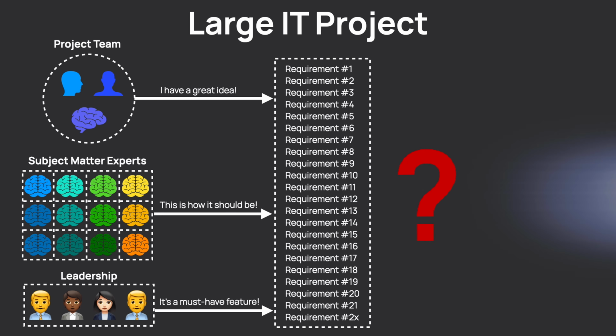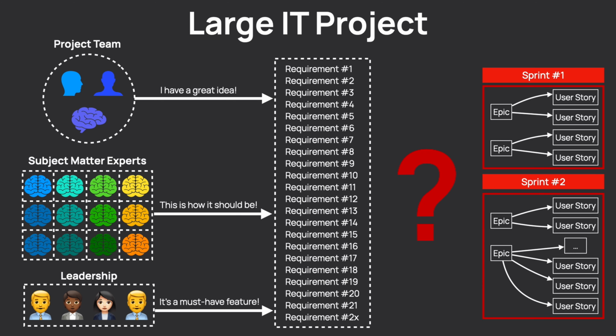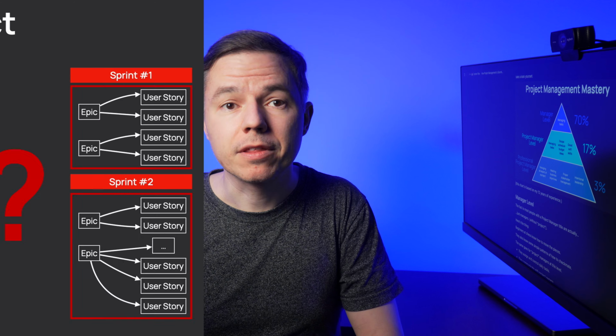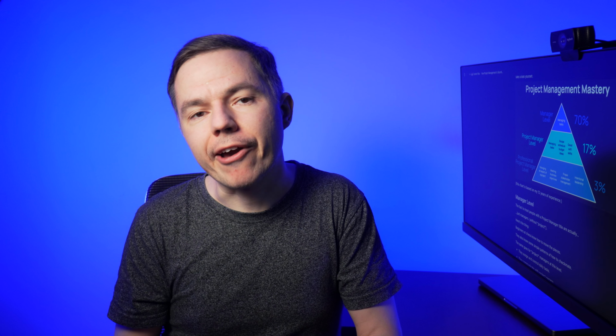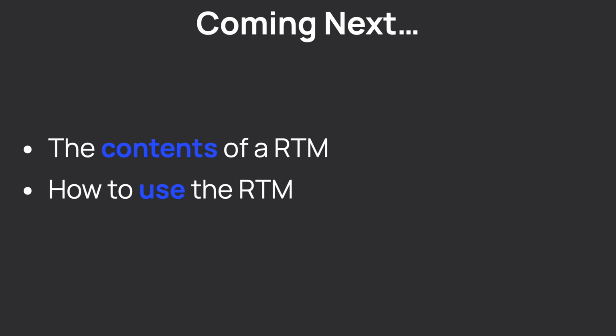Obviously, if you focus on the wrong requirements, you'll waste time and resources, and most importantly, you will fail the project in the long run. That's why, to help you triage, prioritize, and track critical requirements, you need a requirements traceability matrix. So now it's critical to understand the RTM, what goes into this tool, and most importantly, how to use it.